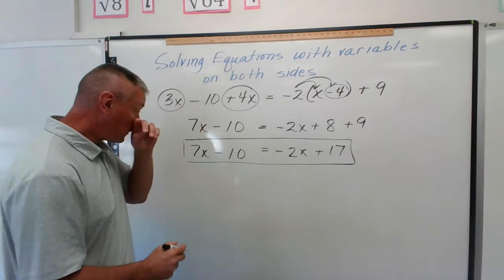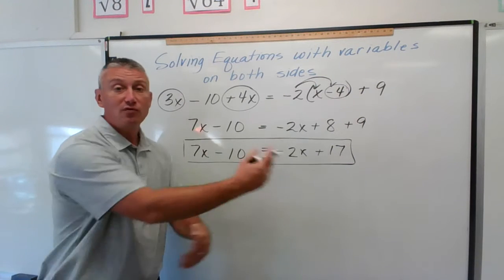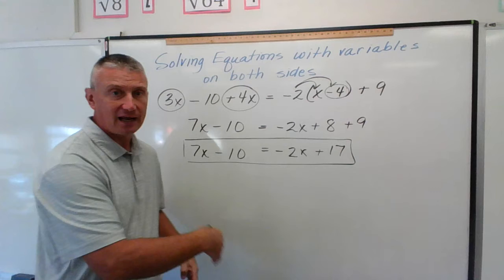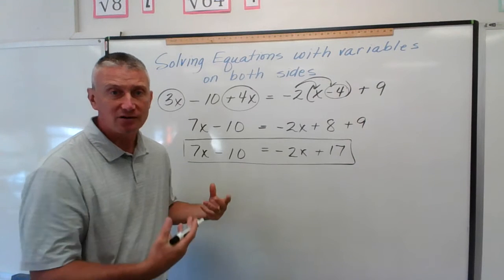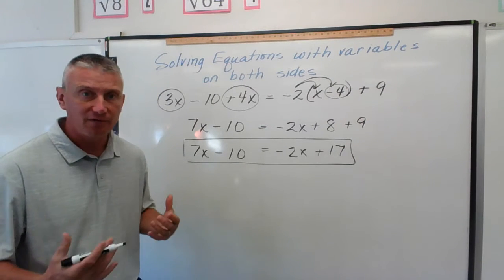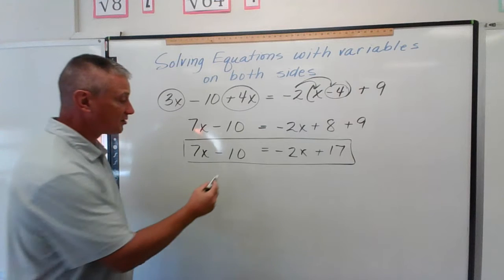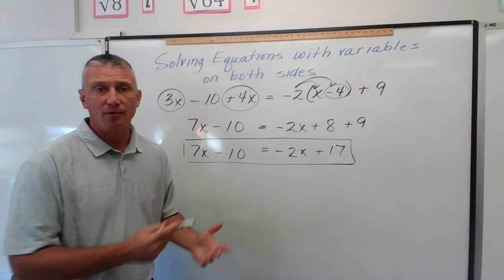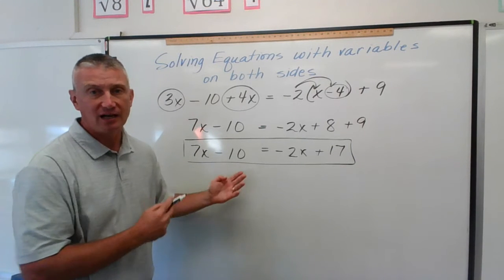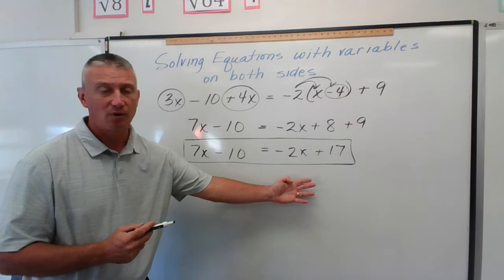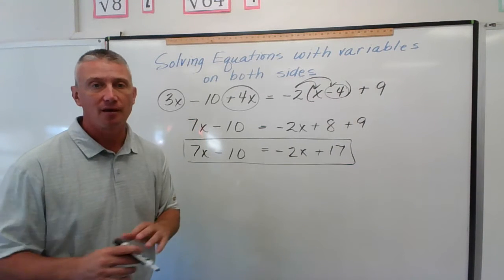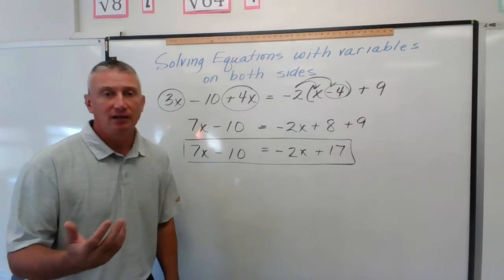So now we have to move some things. So this is where we're going to use addition properties or subtraction properties to move things, to get rid of things. So in this case, notice that we can move anything we want. We can move the positive 7x or the negative 10 or the negative 2x or the positive 17. We can move them. We can get rid of them by undoing them.